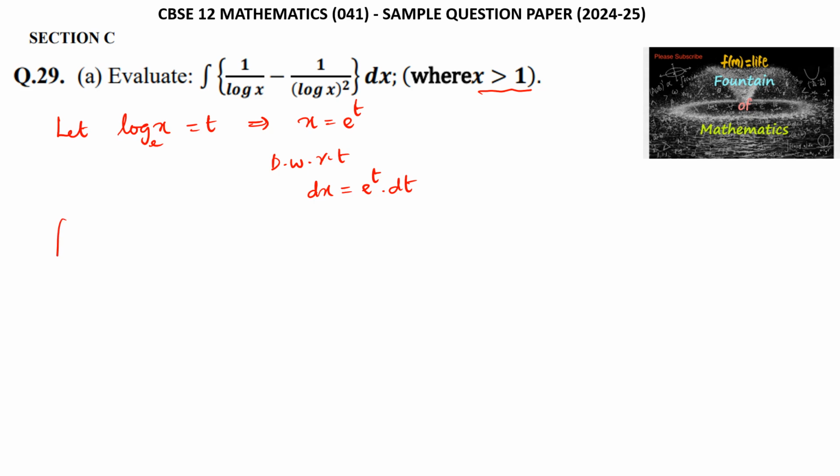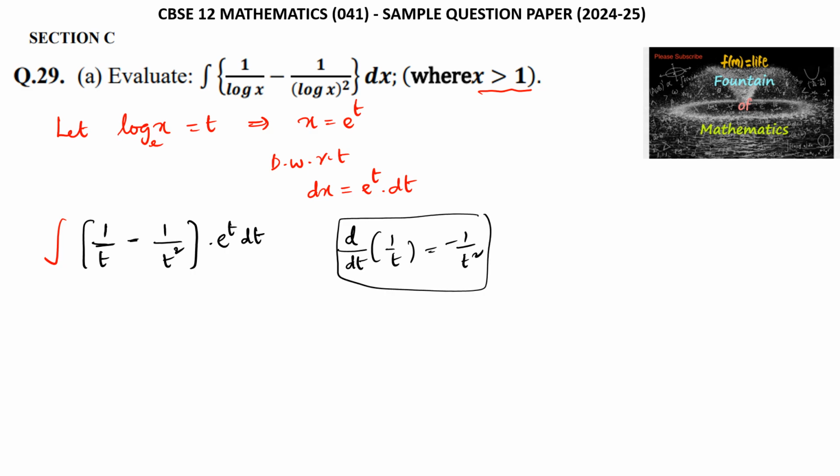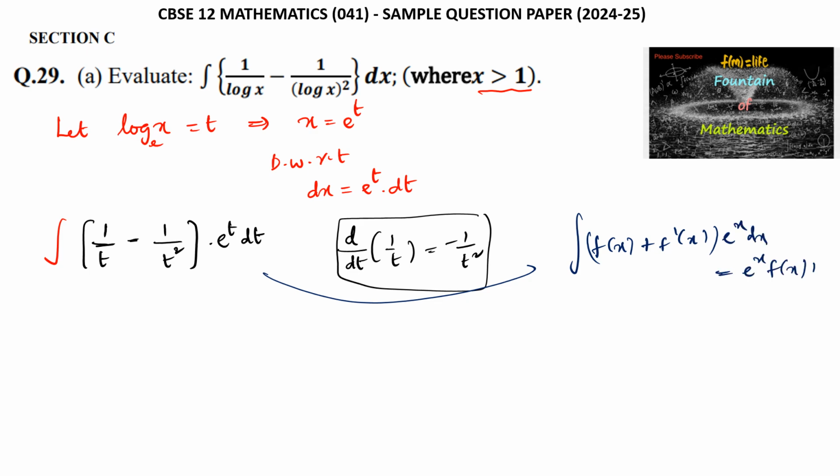So we can write here the integral of (1 upon t minus 1 upon t square) into dx, which is nothing but e to the power t dt. It is in the form where we know the differentiation, d by dt of 1 by t is equal to minus 1 by t square, and hence it is in the form integral of (f of x plus f dash of x) into e power x dx is equal to e power x f of x plus c.